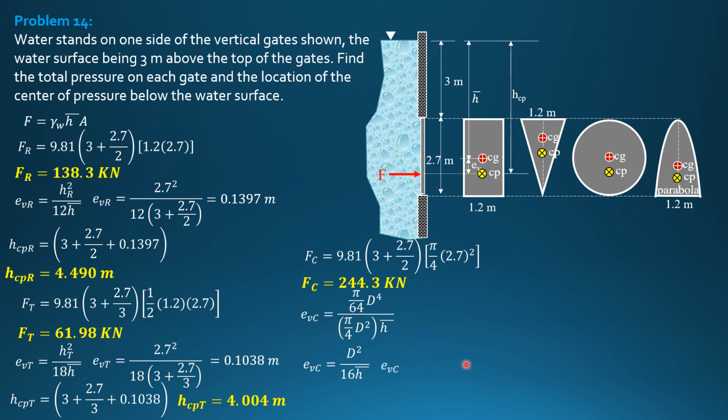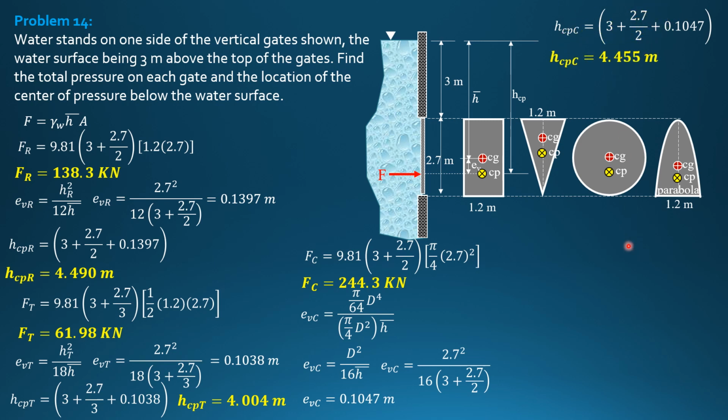So substitute 2.7 squared over 16 times 3 plus 2.7 over 2. So E sub V of circle is 0.1047. Therefore, H sub Cp of circle is barred H plus 0.1047. So it is 3 plus 2.7 over 2 plus 0.1047. So H sub Cp of circle can now be computed: 4.455 meters.